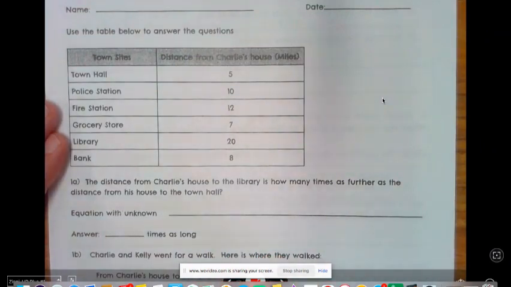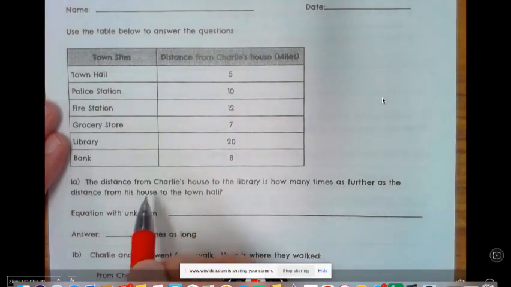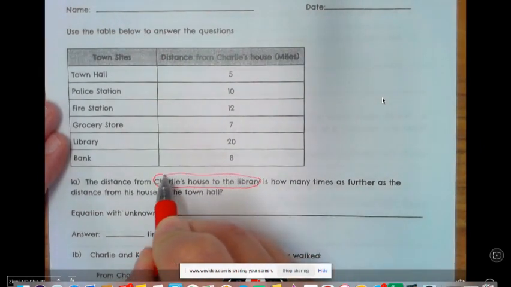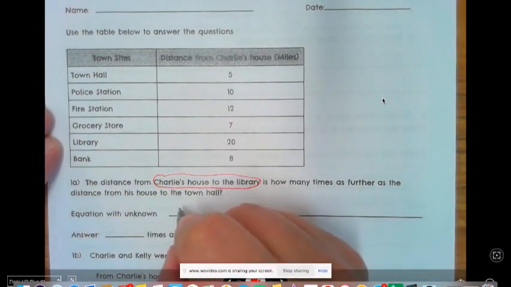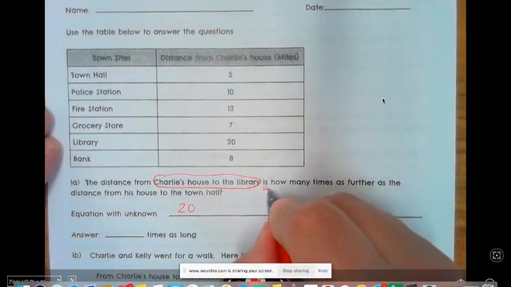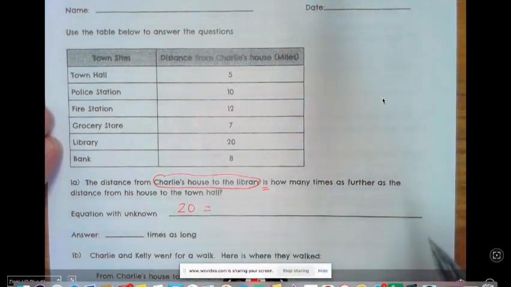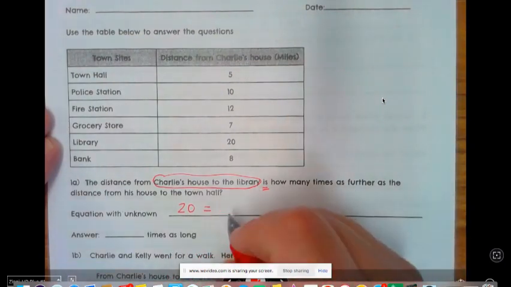So I'm just going to write this out as I'm reading the sentence. So the distance from Charlie's house to the library, let's circle that. If I look up here, that's 20 miles, right? The distance from his house to the library. So I'm just going to write the number 20. Now I see the word is, and a lot of times when I see the word is, I can replace that with an equal sign. So this distance, 20 miles, is how many times farther?